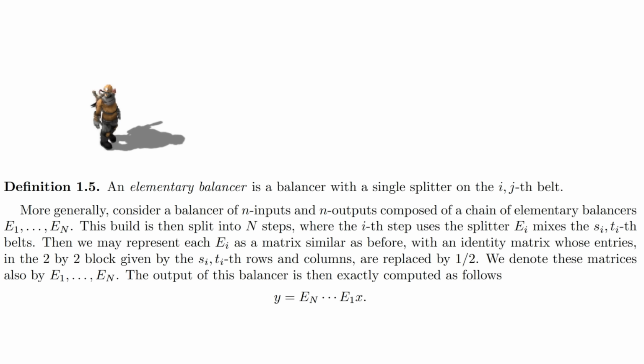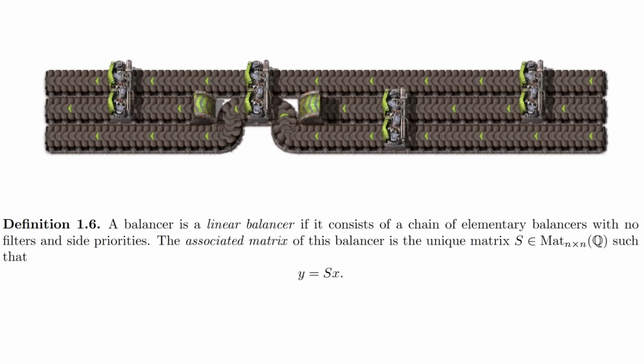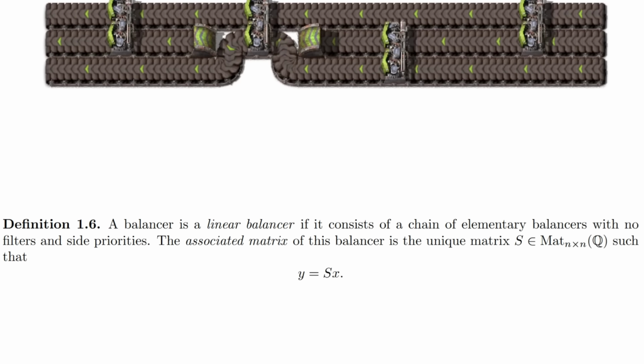The output of this balancer is then exactly computed as follows. Y is equal to En times En minus 1 times all the way down to E1 applied to X. This motivates the following definition. Definition 1.6. A balancer is a linear balancer if it consists of a chain of elementary balancers with no filters and side priorities. The associated matrix of this balancer is the unique matrix S inside the matrix space such that Y is equal to S times X.